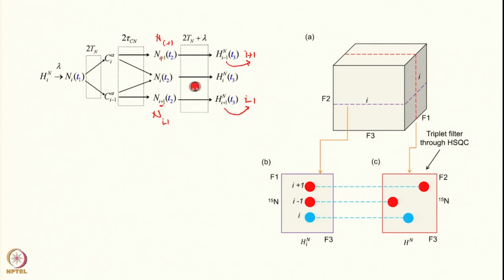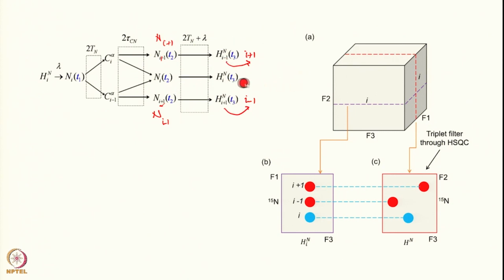After this you have the magnetization on the nitrogens of the 3 residues I minus 1, I and I plus 1, and this is then transferred to the corresponding amide protons. This will be I plus 1, this will be I, and this will be I minus 1. So these are detected during the T3 period.